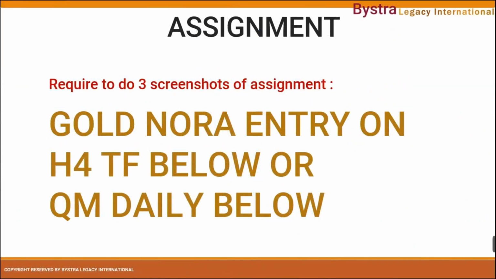Next thing, guys, is to do your assignment. This time, same as previously, you need to do 3 assignments. You mark your danger zone H4, H1. You mark your QM and retest. Okay, for the danger zone, you have to wait for the M5 or M15 to break out from the danger zone. Whereas for the QM, you don't need to wait for the engulfing candle to break out from the zone. As long as there is a confirmation on M5 or M15, you can trade on the M1 or M5.